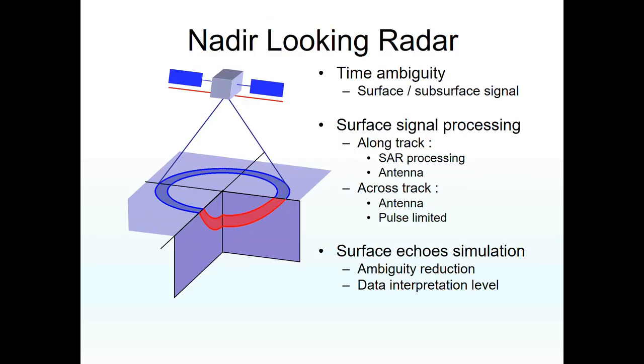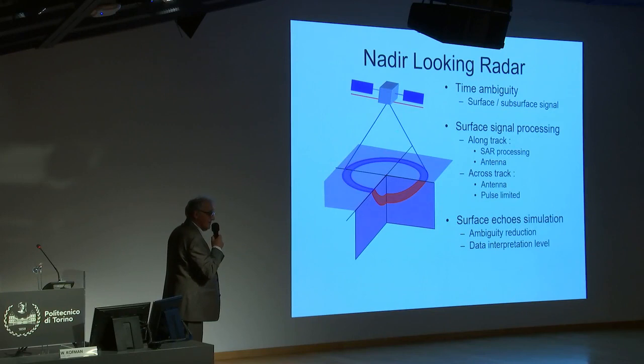The problem with the nadir-looking radar is the following: the signal coming from the surface on this circle comes at the same time to the receiver. And the signal coming from the subsurface, in red here, also comes at the same time. It means that you have to have a technique to discriminate between the two signals.